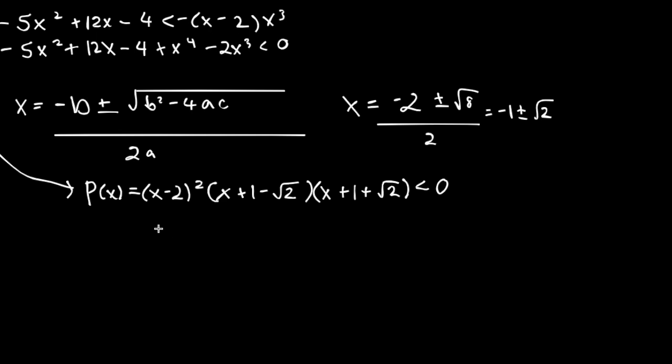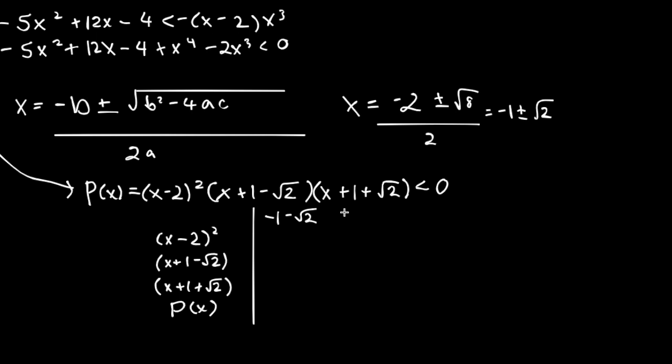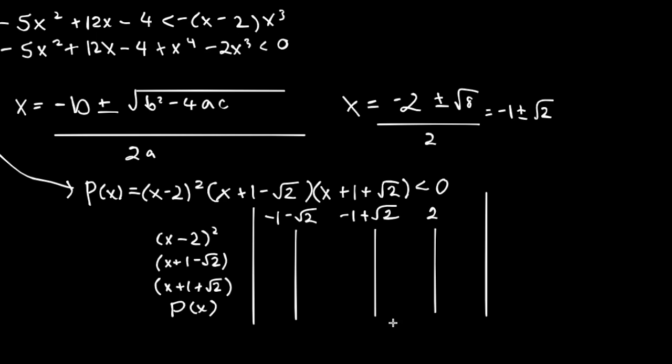And then we're going to use a sign chart in order to find out where this function is strictly below the x-axis. So on the left, we're going to write all the factors of our polynomial. And on top, we're going to write all the zeros of our polynomial, which is where the polynomial function crosses the x-axis or touches the x-axis.